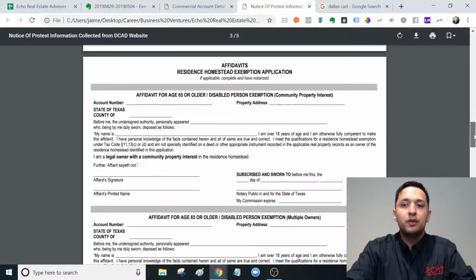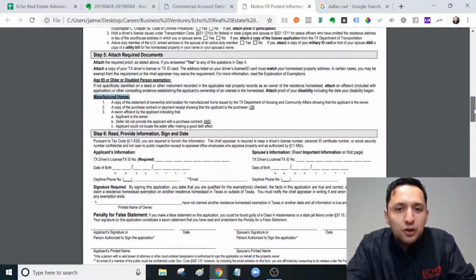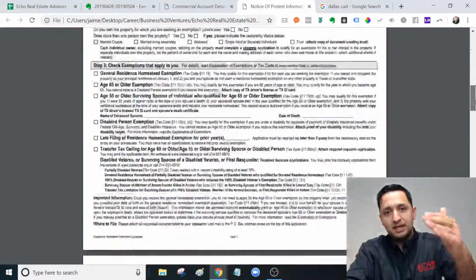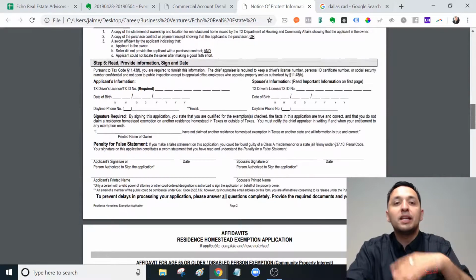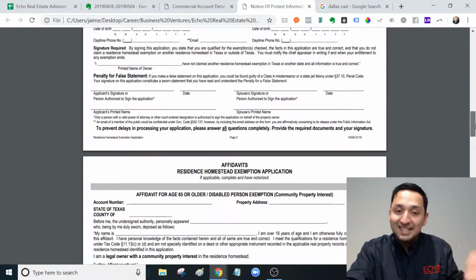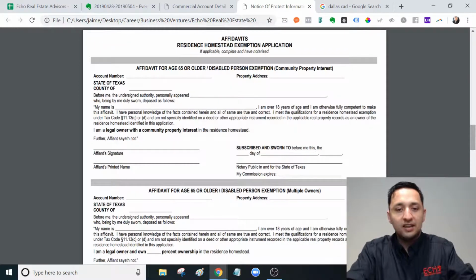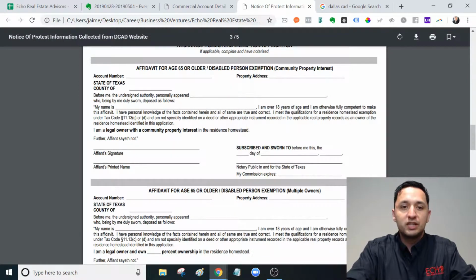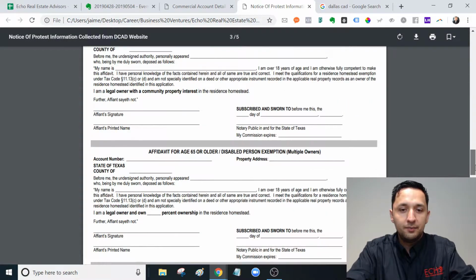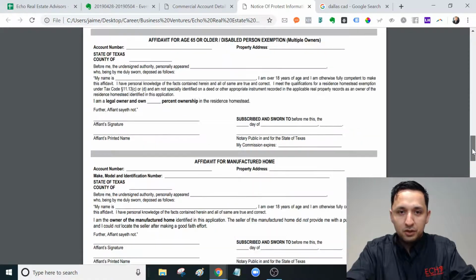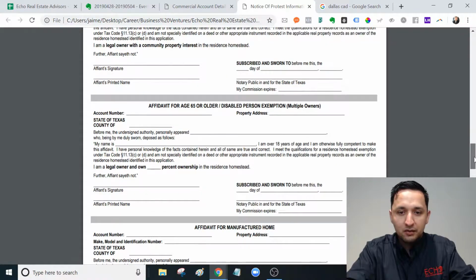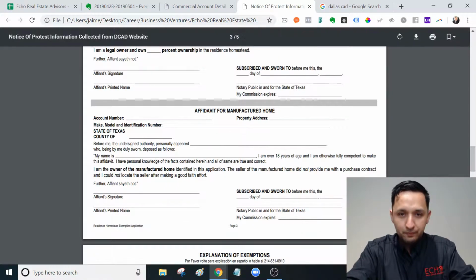All right, so the rest of the documents, it's not too bad, right? The first page and the second page are a requirement. If you're eligible for additional exemptions, then you would go into the affidavit. So if you're going to do an affidavit for 65 years or older, disabled person, you would put that there. And then affidavit for 65 or older, disabled person, multiple owners, you would put that there. And then they would most likely have an affidavit for a manufactured home. And there it is.